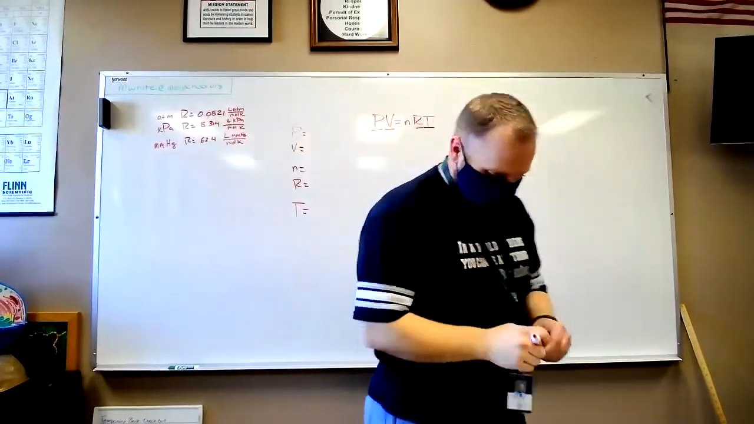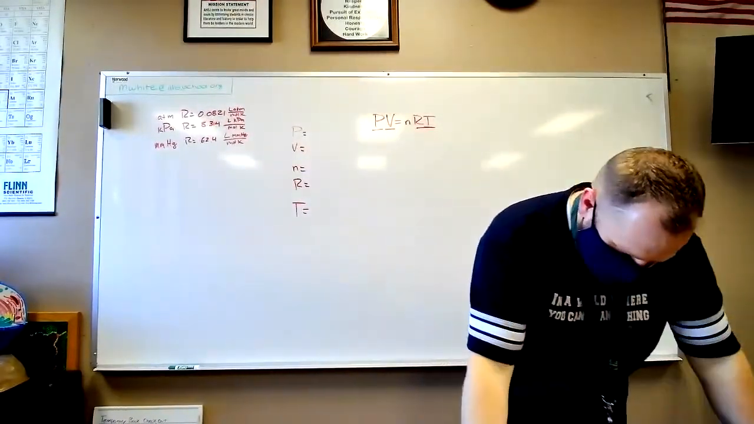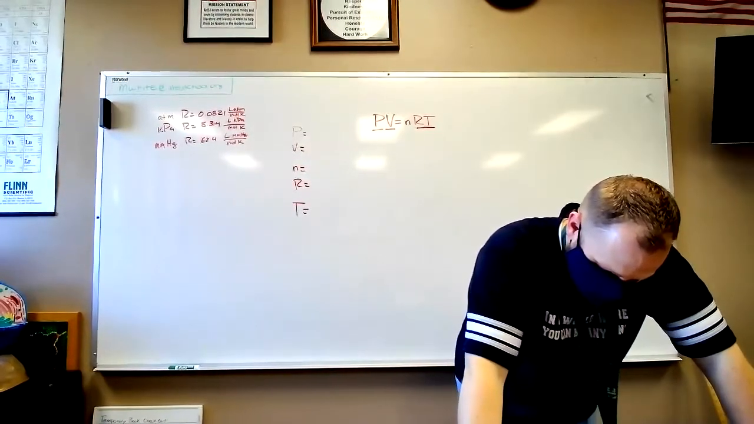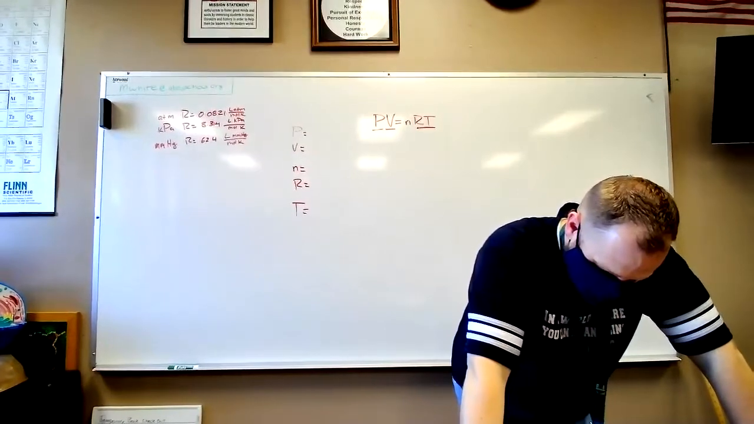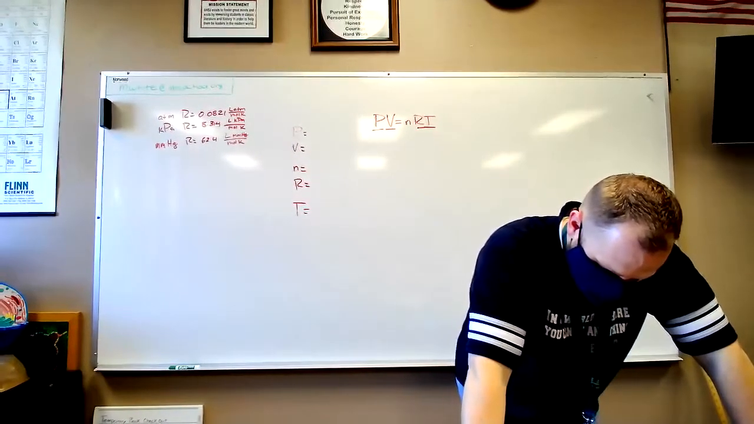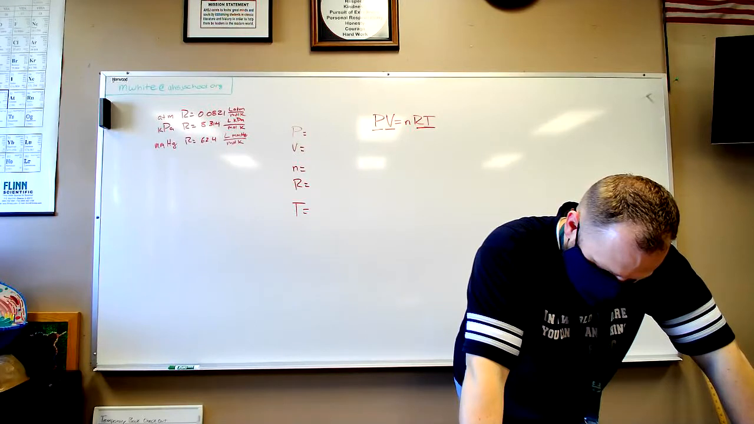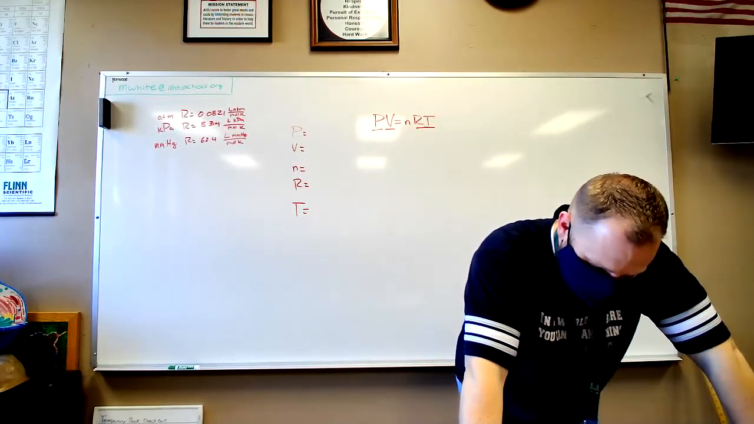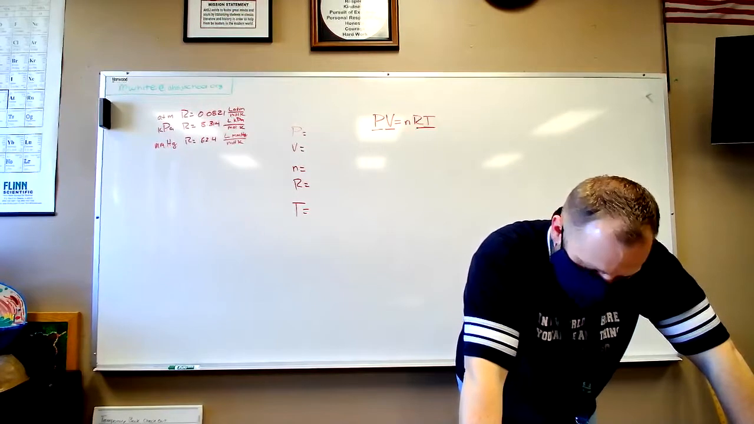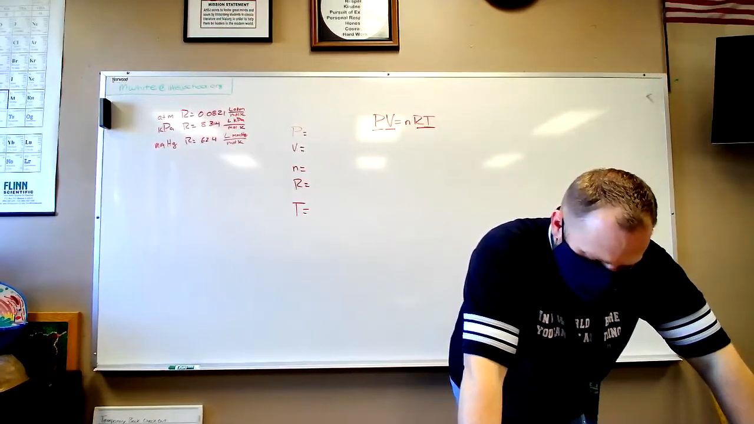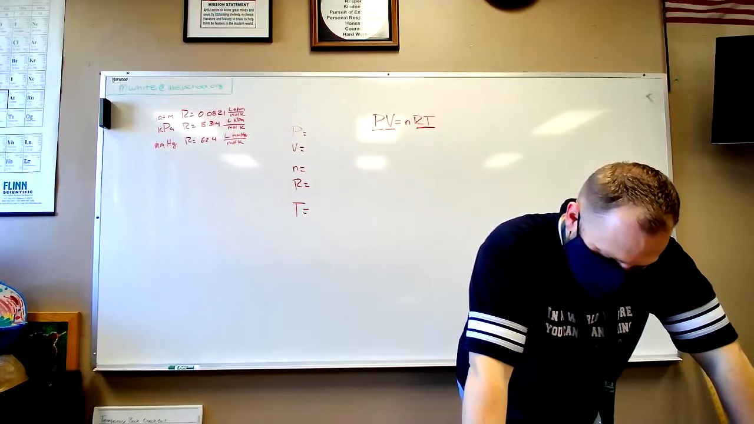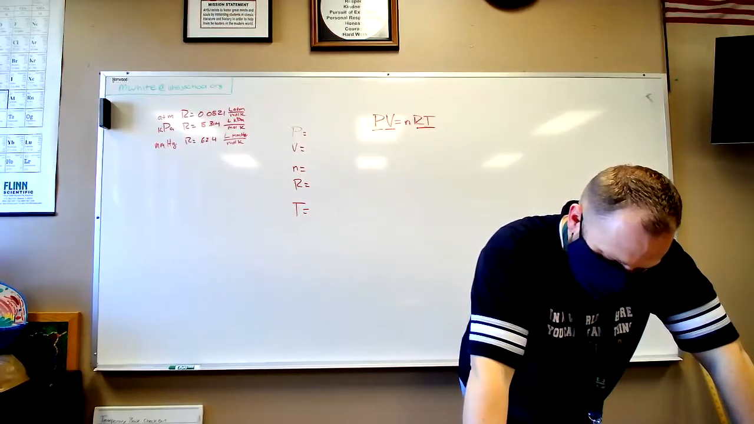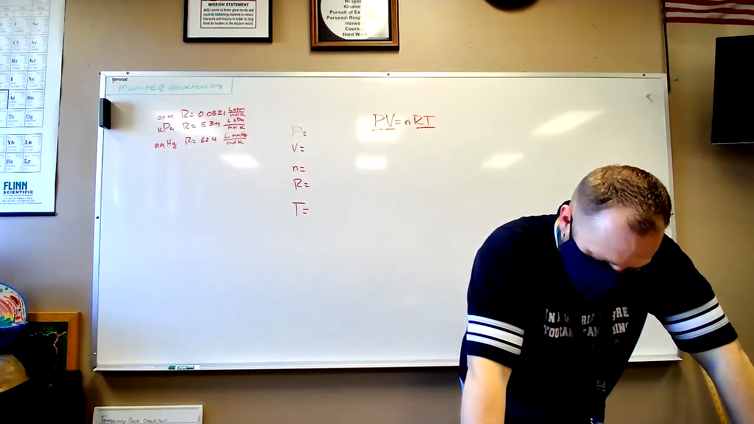Okay, let's just look at number 26 on page 455. It says determine the Celsius temperature of 2.49 moles of a gas contained in a 1 liter vessel at a pressure of 143 kilopascal.